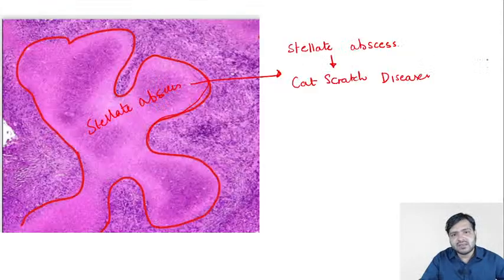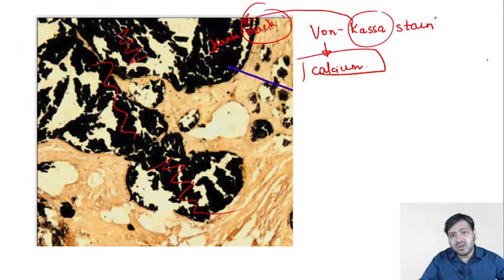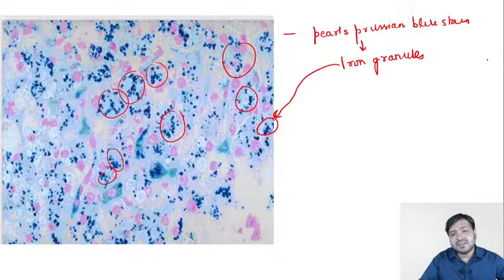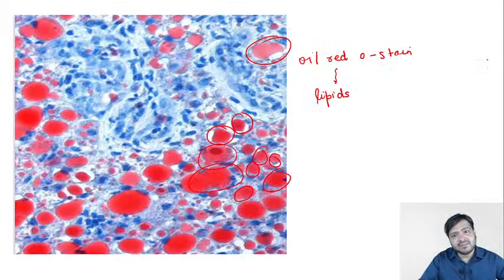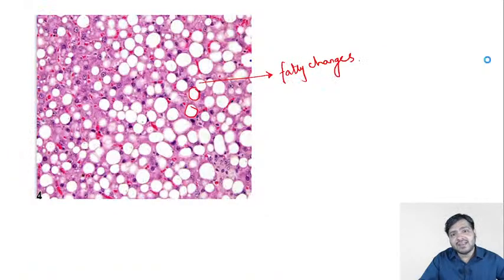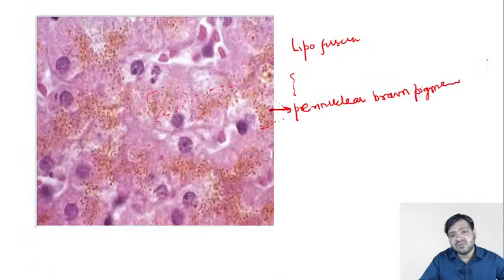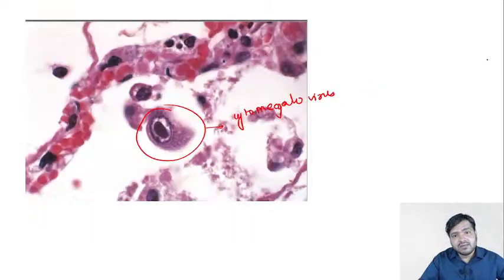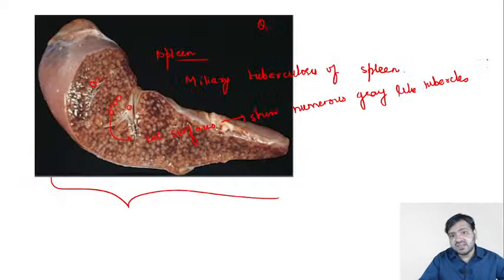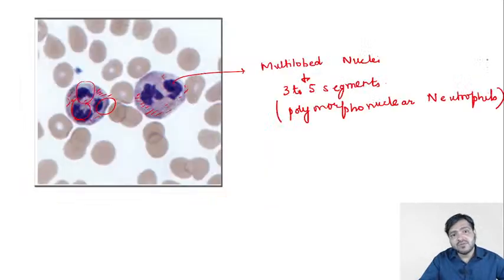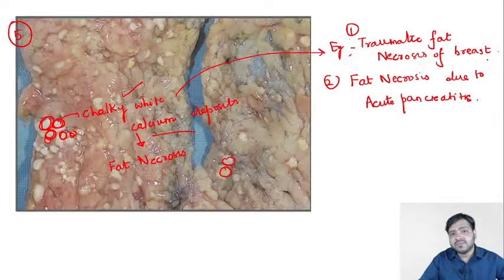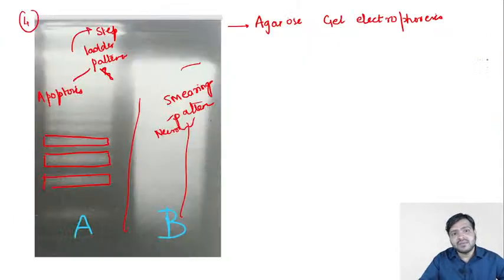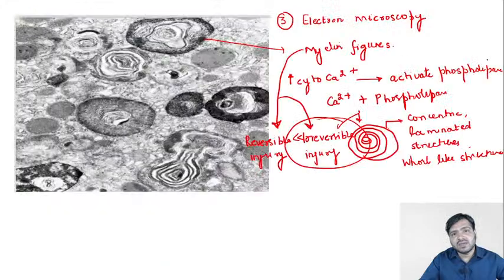Howell Jolly bodies, the structures. New methylene blue stain. Stellate abscess, that is seen in cat scratch disease. Von Kossa stain is for calcium staining. Kossa means black. Perls' Prussian blue is for iron granules, that is basically displayed. Oil Red O stain for lipids, fatty changes. Lipofuscin for perinuclear brown pigments, which is seen in old age and so on. Cytomegalovirus, spleen, miliary tuberculosis of the spleen, multilobed nuclei. Chalky white deposits, smearing and step ladder pattern, all of this is done.